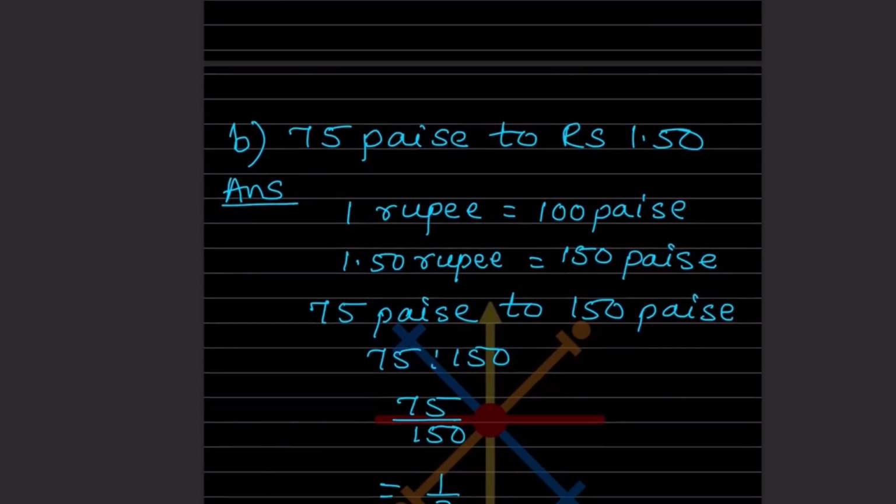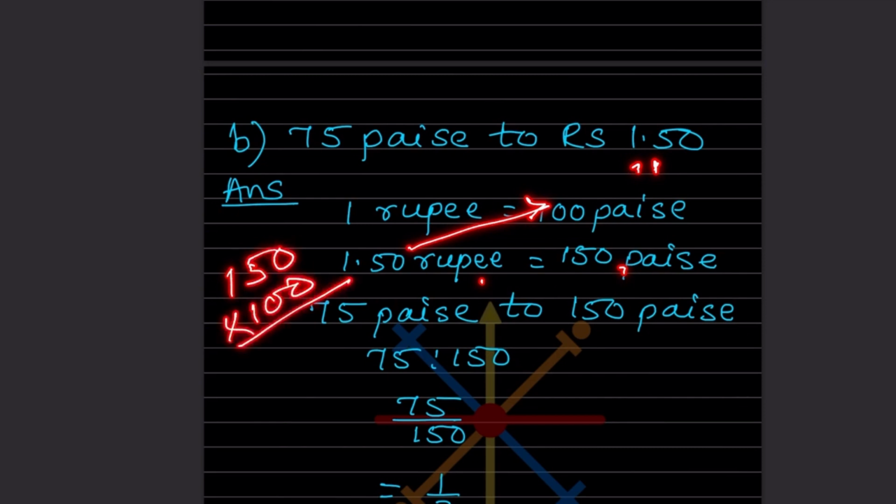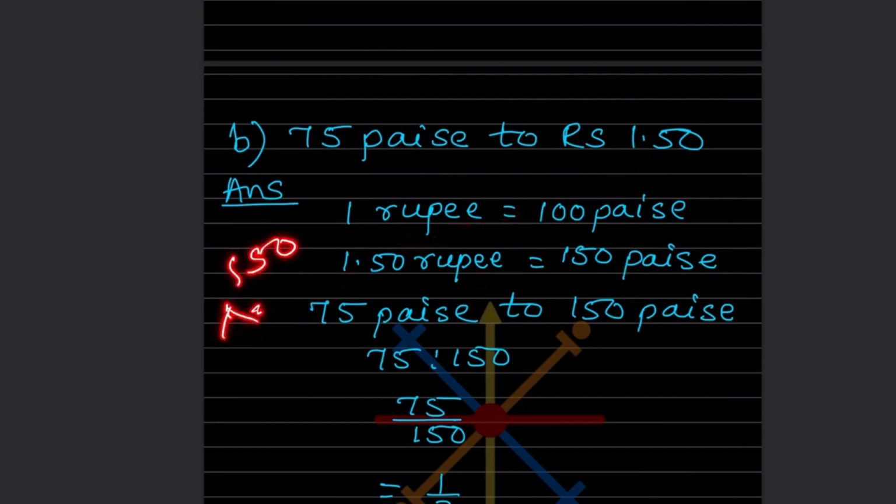75 paise to rupees 150. So this is rupees. So what I did, 1 rupee is 100 paise. 1.50 rupees, when you multiply this, see how to multiply this. First forget about the decimal and multiply by 100. Now you are not going to look at the decimal first. So now look at here, 150 into 100. So how many zeros are here? 1, 2, 3 zeros, and 15.